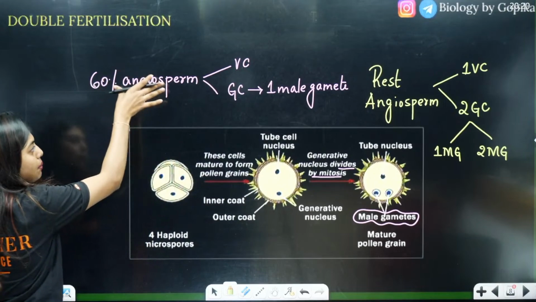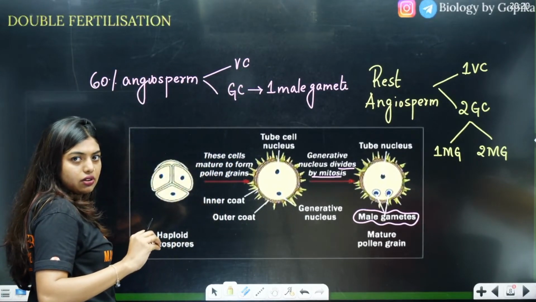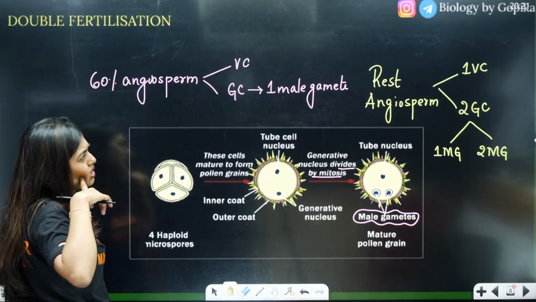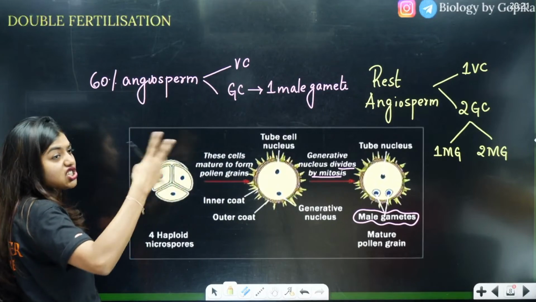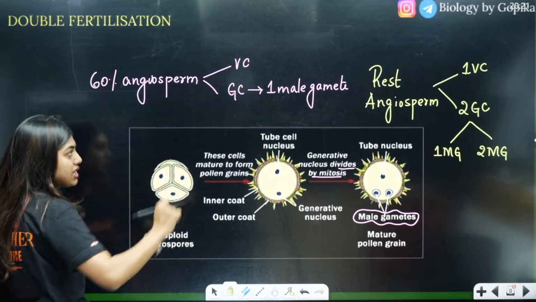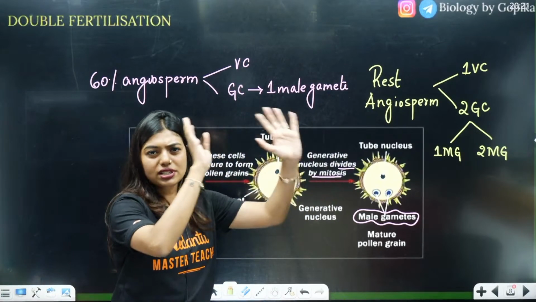So, in 60% of the flowering plants, it will be one VC and one GC. One VC, vegetative cell, and one GC, generative cell. So in 60%, one VC and one GC will be there, and one GC will have one male gamete; it will go and fuse with the egg, and the process will continue.